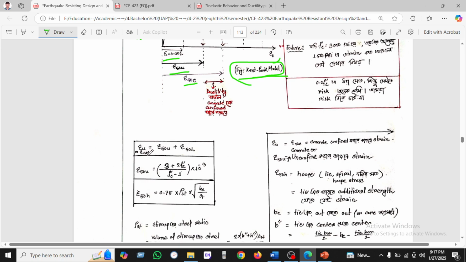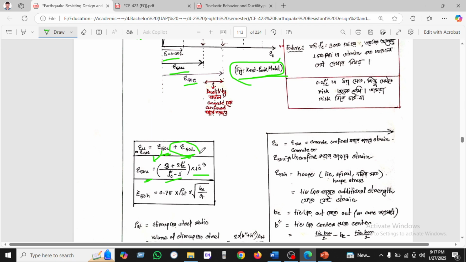Okay, so we know the ultimate strain 60 equals ultimate strain 50 divided by ... plus ultimate horizontal. I will get the ultimate strain 50: strain 50 equals (3 + 2 f prime c) / (f naught - 1) into 10 to the power minus 3.